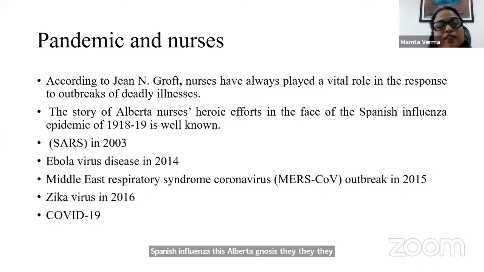Then we also faced SARS in 2003, then Ebola in 2014. Then we had an outbreak of MERS in 2015. Then the Zika virus came, and finally COVID-19. We are all aware. What is common in all these pandemics or endemics? That the nurses were there at the base level, at the foundation level, trying to manage with the resources and trying to save lives, regardless of sacrificing their own resources and their lives.